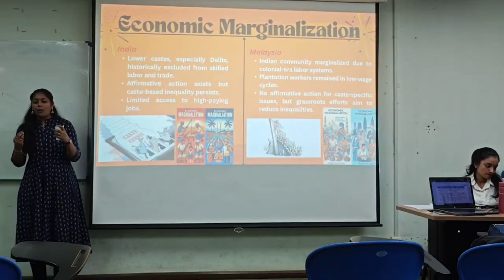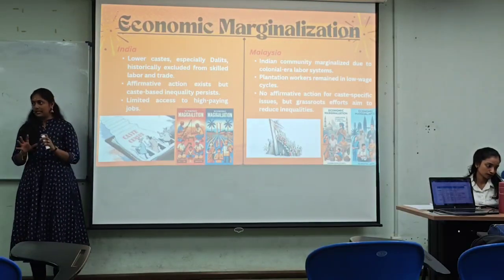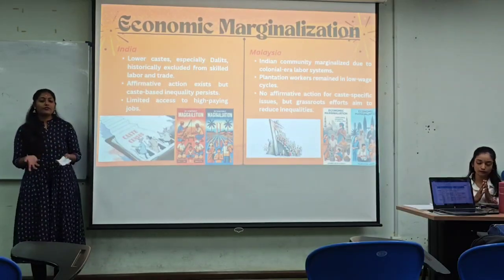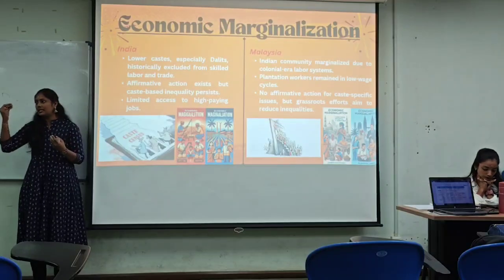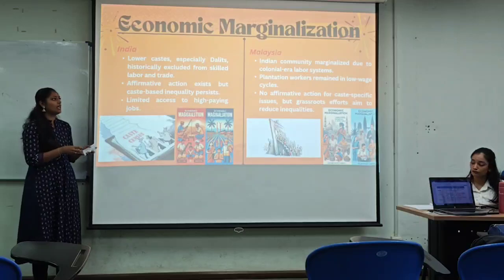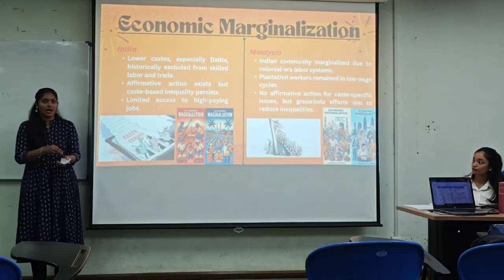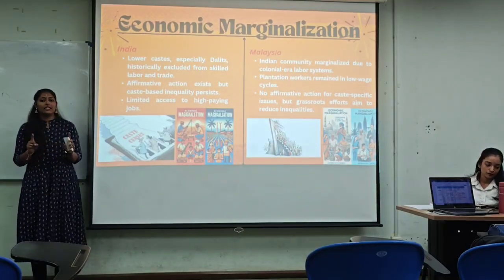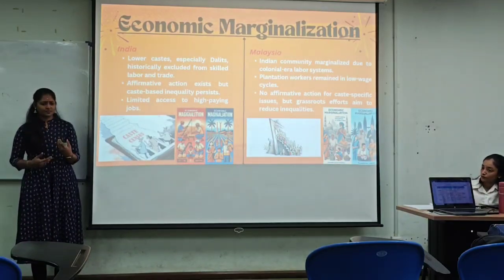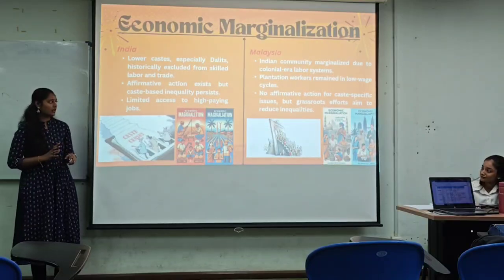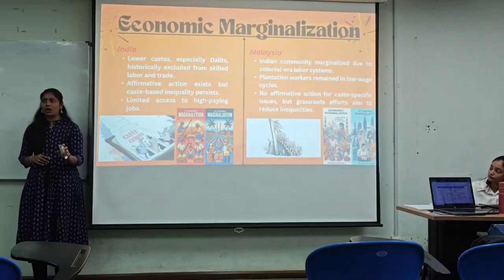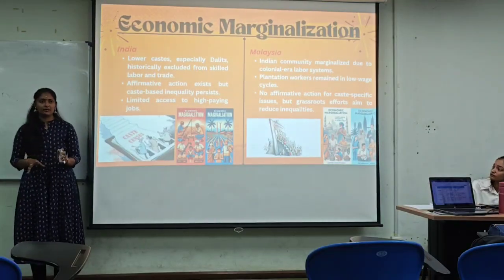There are certain policies or affirmative action in India for them, but it doesn't work that well because, apart from all the policies, the social thinking of the people is more focused on caste. So inequality happens. Even though they have the ability or the skills, they won't be able to work, and access to high-paying jobs remains inaccessible for them.